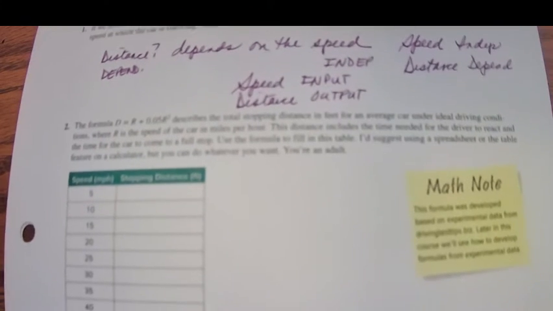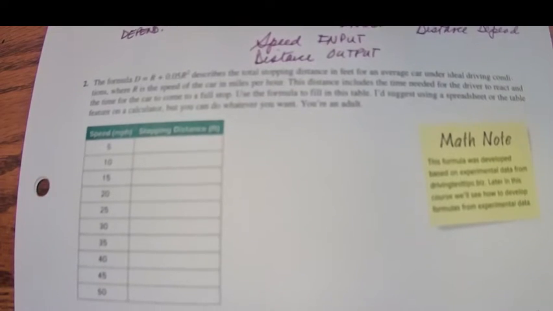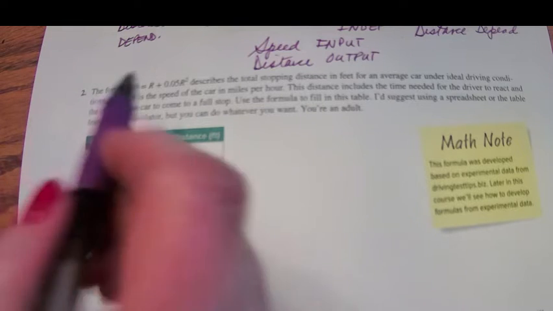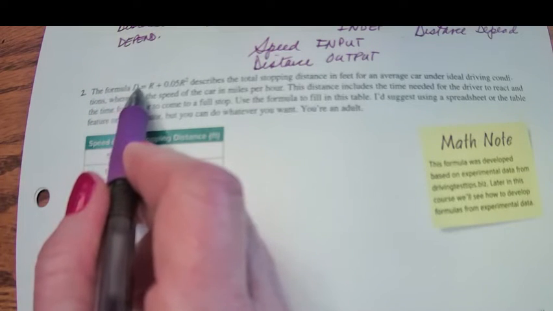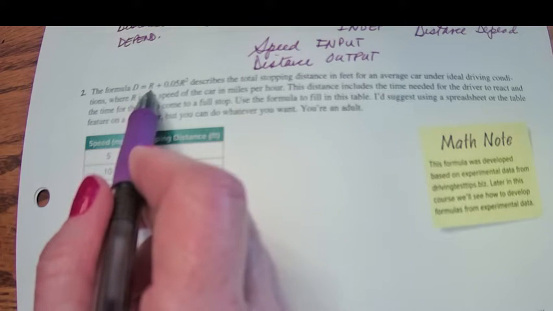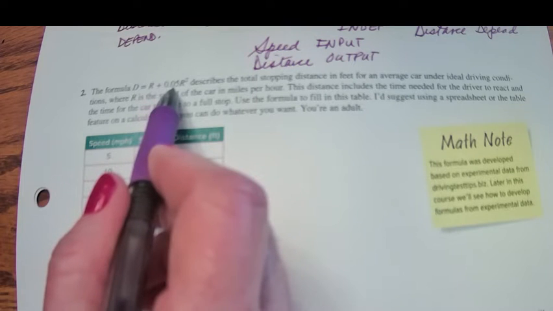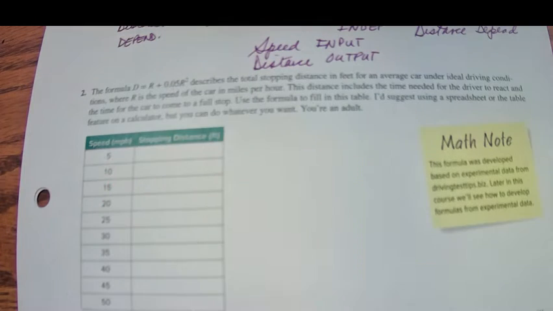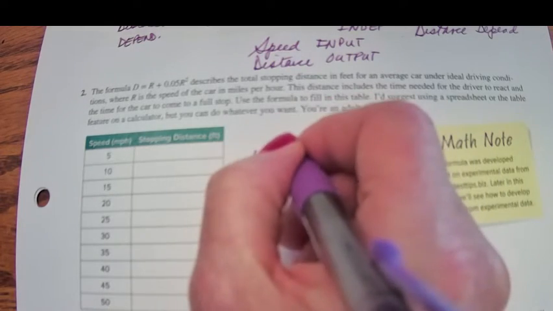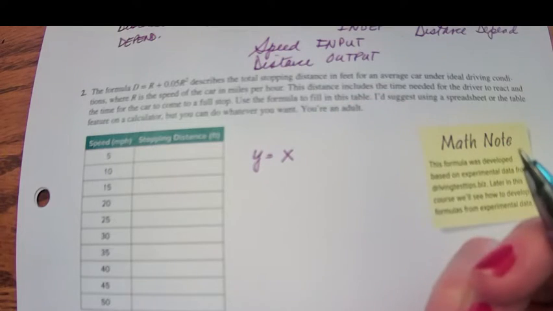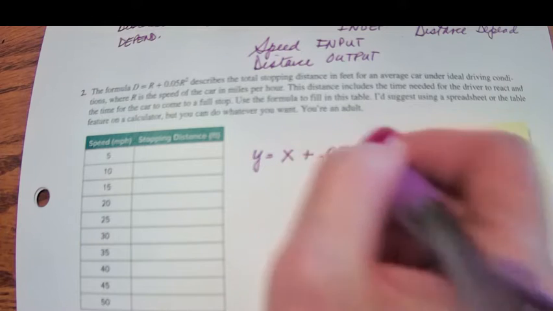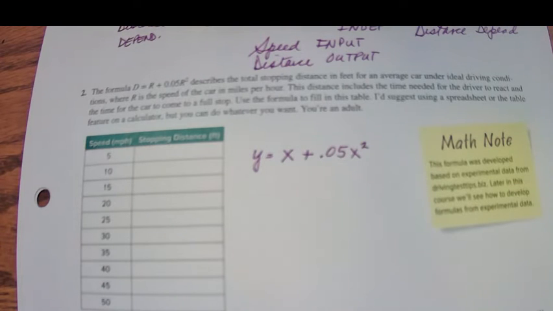And here they're actually going to give us this formula that they can tell how long it takes for a car to stop based on its speed. The distance it takes to stop is going to equal r, how fast the car is going, plus 0.05 times how fast the car is going squared. The distance is going to equal how fast the car is going plus 0.05 times how fast the car is going squared.